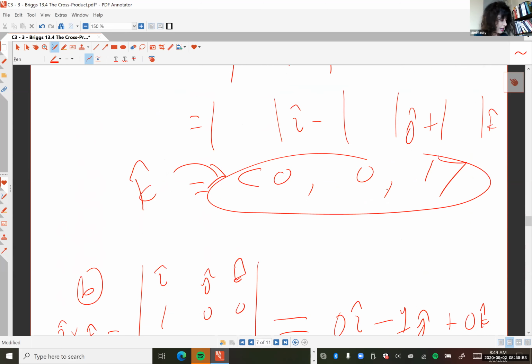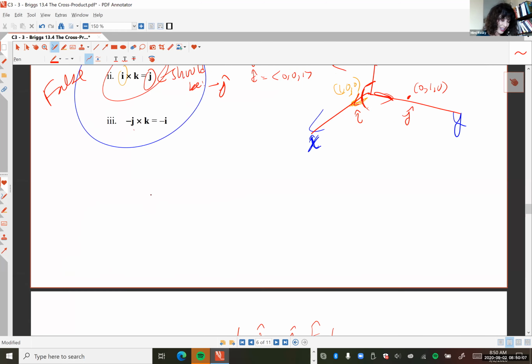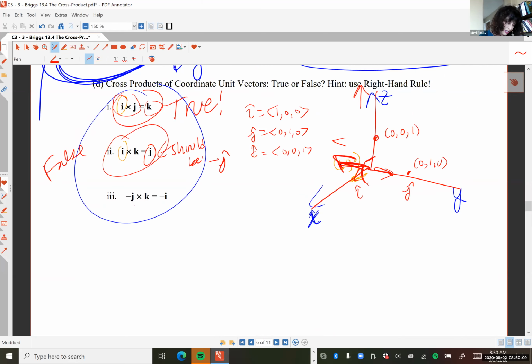And lastly, what about negative j cross product with k? Is that equal to negative i? So if you looked at your little diagram here, negative j hat is this vector pointing that direction, kind of the back side of your y-axis. So if you go negative j hat cross with k hat, you will get negative i hat. So this is going to be true. If you want to do it the slow way, go right ahead.